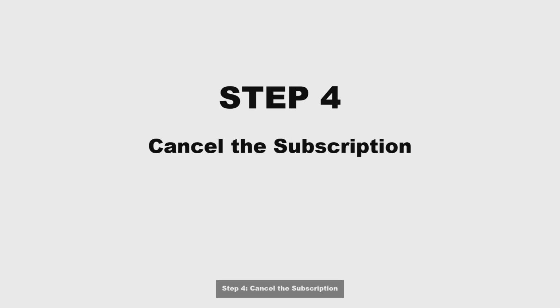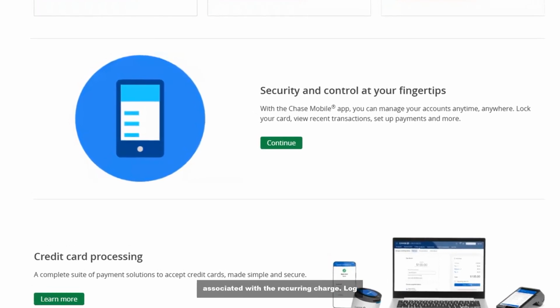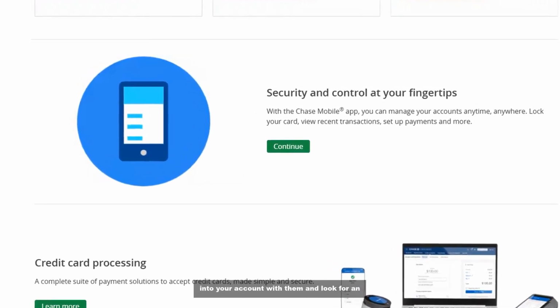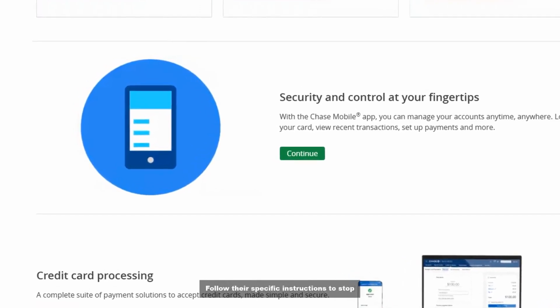Step 4. Cancel the subscription. Visit the website of the service provider associated with the recurring charge. Log into your account with them and look for an option to manage or cancel your subscription. Follow their specific instructions to stop the payments.